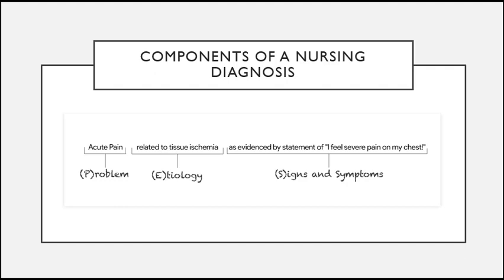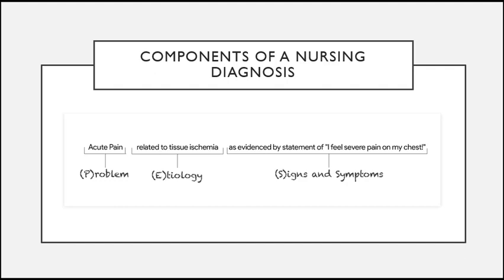have only two parts, some even have one, but in school, you're pretty much going to have nursing diagnoses with two or three parts. There's the problem, the etiology, and the signs and symptoms. As you see, the statement on the screen, acute pain related to tissue ischemia as evidenced by statement of I feel severe pain on my chest.